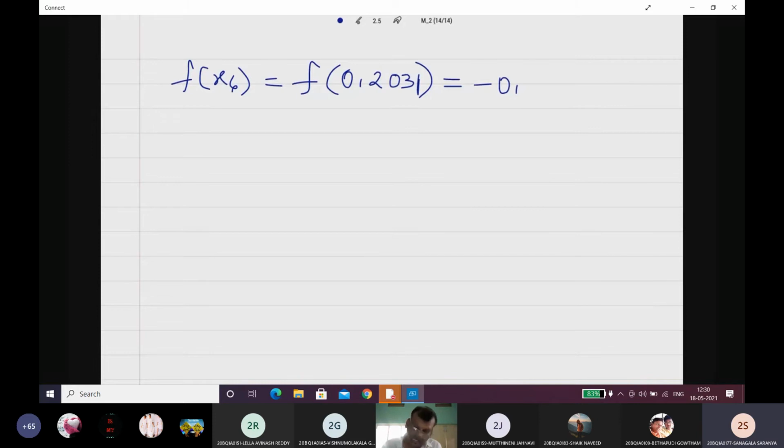0.0071. Is it negative? Negative, less than 0, right? And note down here again, 0.1875 is positive, 0.2031 is negative. That we have to write down here.